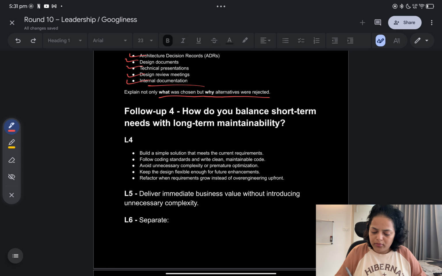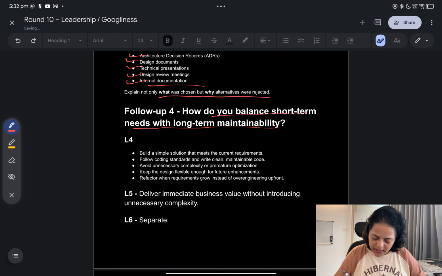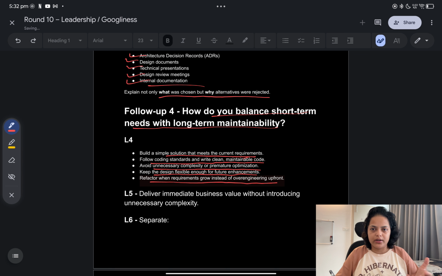Okay. Now follow-up question 4 is how do you balance short-term needs with long-term maintainability? So L4 will say that build a simple solution that meets the current requirements, and follow coding standards and write clean and maintainable code. Avoid unnecessary complexity or premature optimization. He will avoid it, and then keep the design flexible enough for future enhancement, for extensibility. He will talk here, and refactor when requirements grow instead of over-engineering upfront.